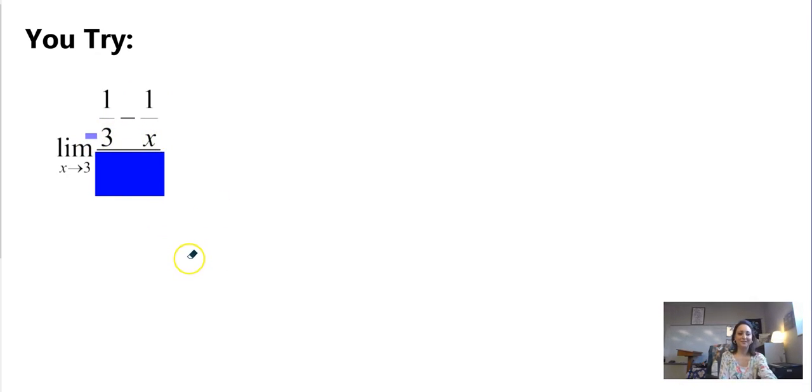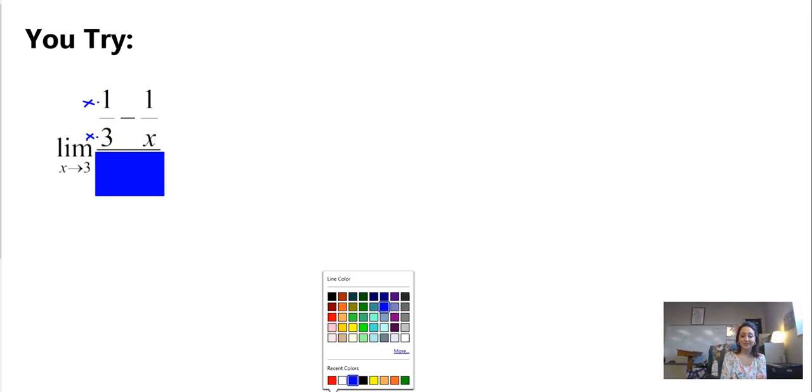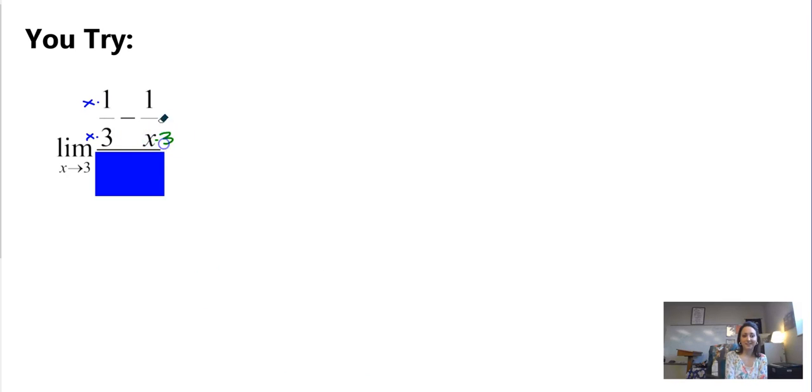So that first fraction is missing a denominator of x. What I multiply to the denominator, I also need to do to the numerator. Your second fraction, the denominator is missing a factor of 3. And again, what I multiply to the denominator, I need to multiply to the numerator. So I'll let you take it from there. Continue when you're ready to check your answer.